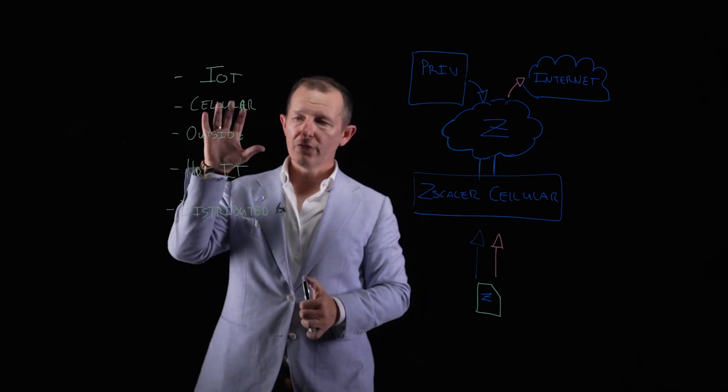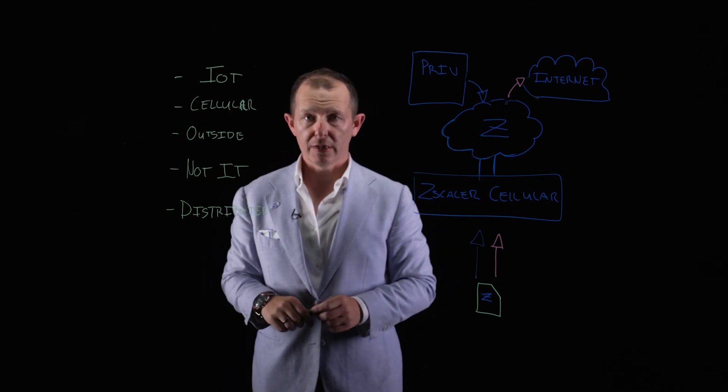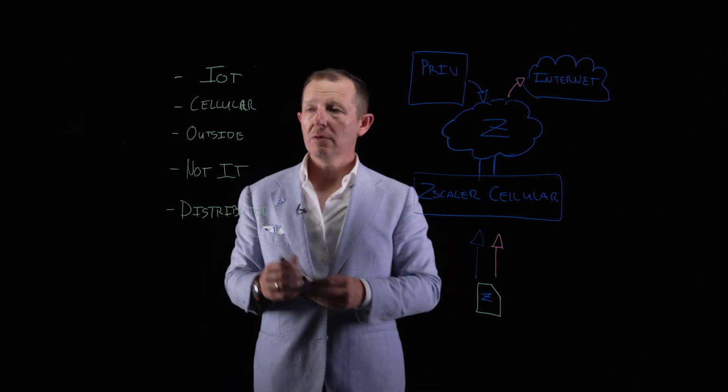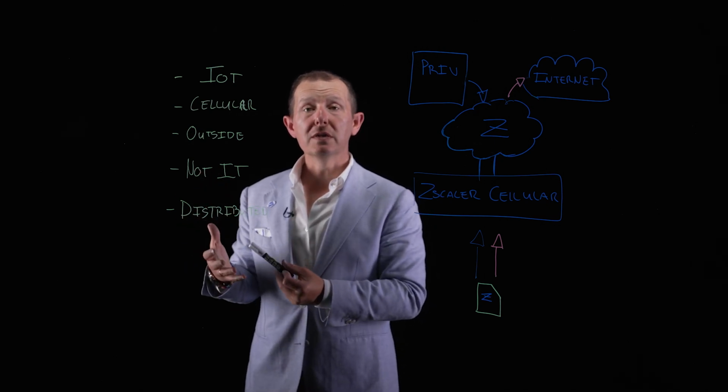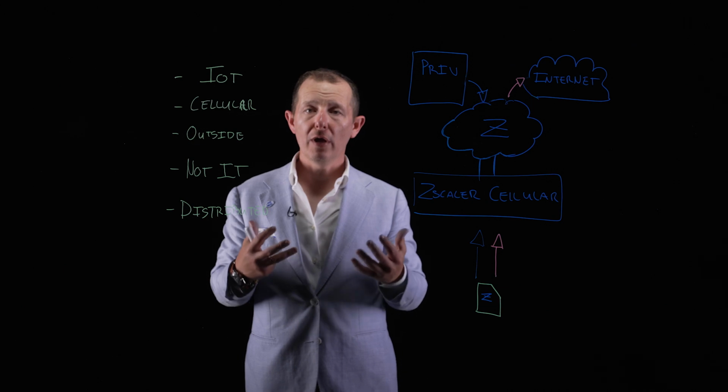These five points give you a fantastic beginning to start figuring out where to ask your customers where they're using IoT, where they're using cellular, where they're using the devices that we can go and open up the opportunity with Zscaler Cellular to more and more revenue.